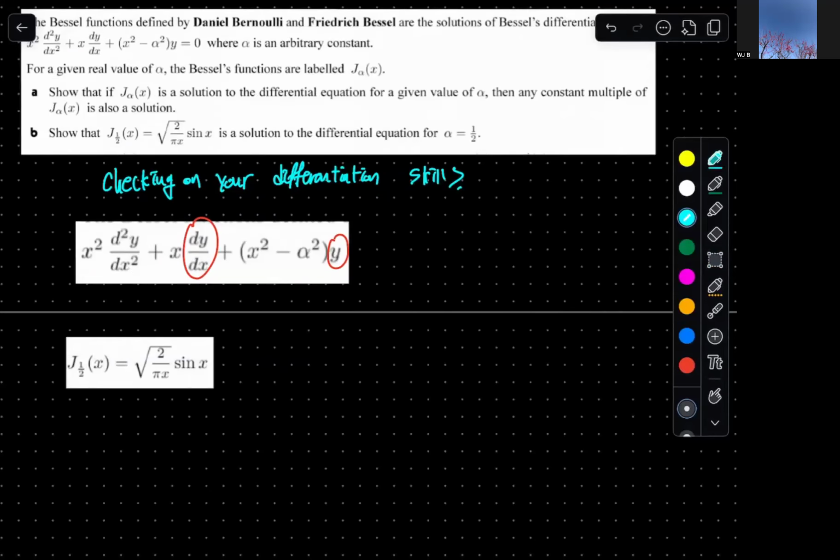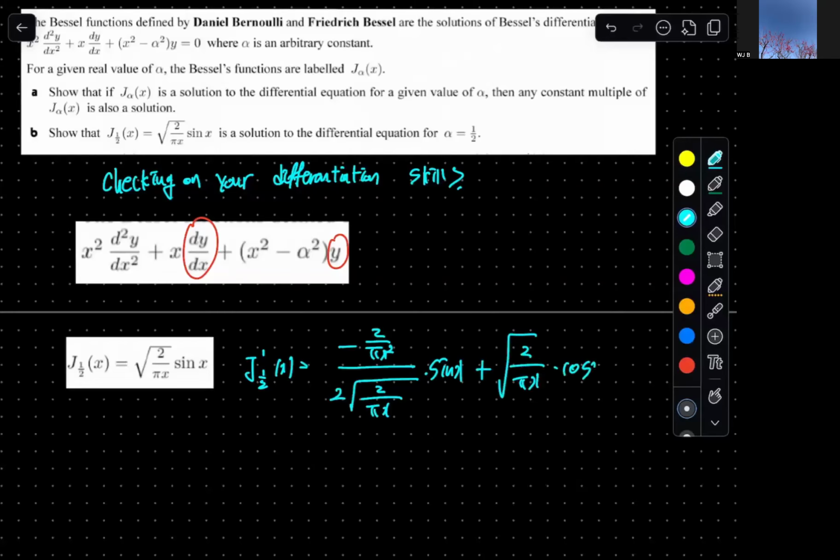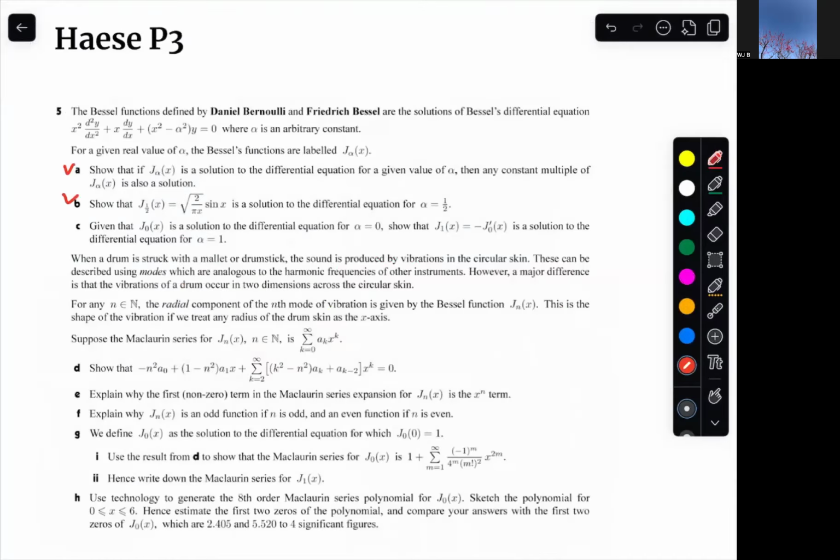But if I just do it once, I'm going to have J prime of 1/2 of x. I'm going to use the product rule first. So 2 over pi x, and then negative 2 over pi x squared times sine x, plus square root of 2 over pi x times cosine x, right? And then you do the second derivative. Oh my God, as you can see, it's going to be very painful, yet it's not that bad because we don't have to use deductive thinking. Part B is checking on your algebra skill. That's part B, okay? That's great.